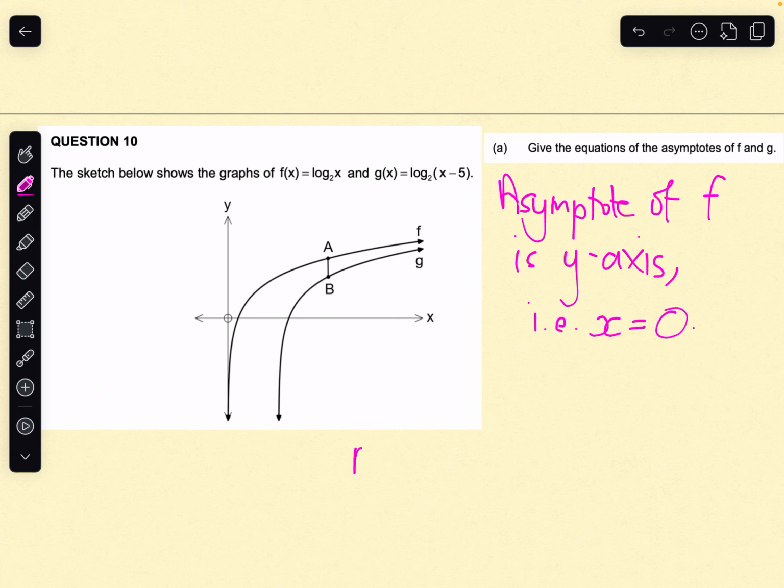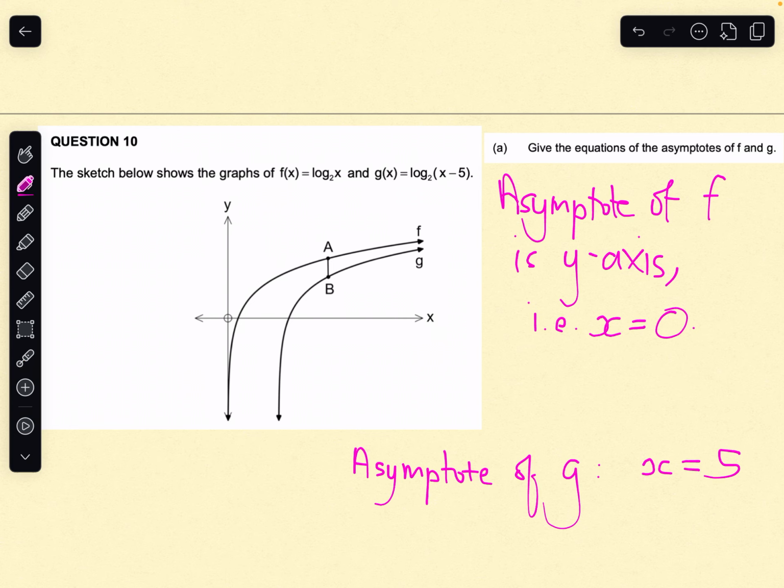And then next up, the asymptote of g will just be 5 units to the right of that, so that will be the line x is equal to 5. And again, if you think about its exponential counterpart, the exponential graph has moved up by 5 units. How do I know that?